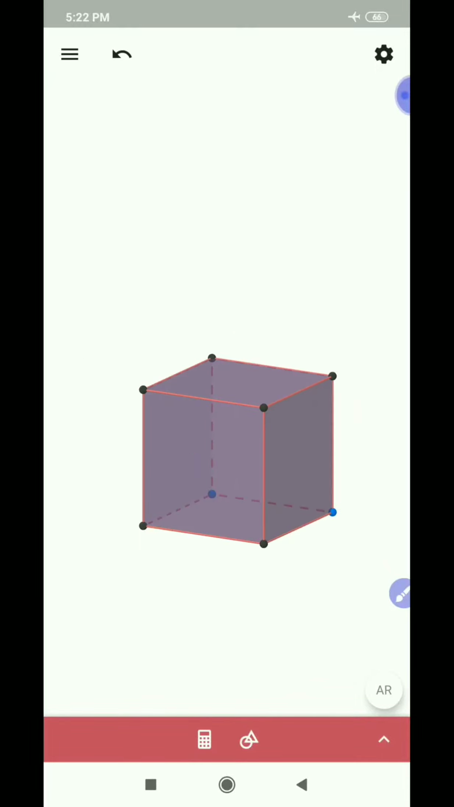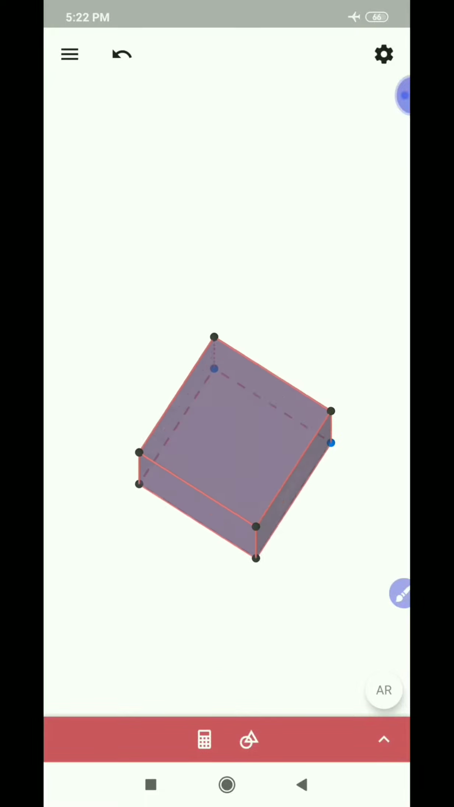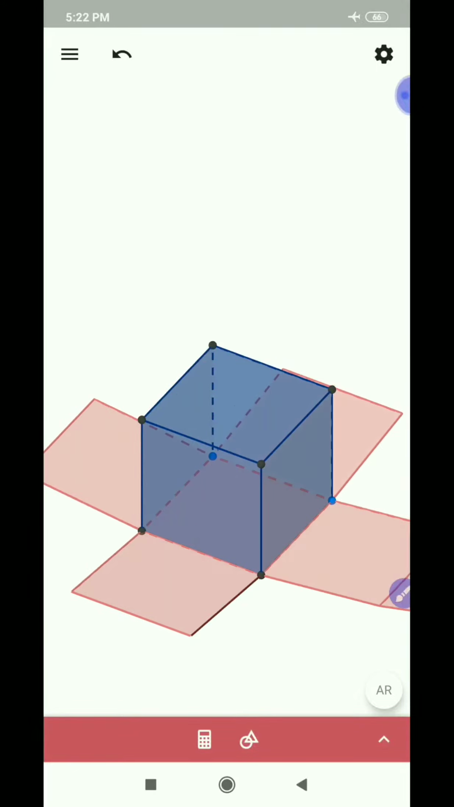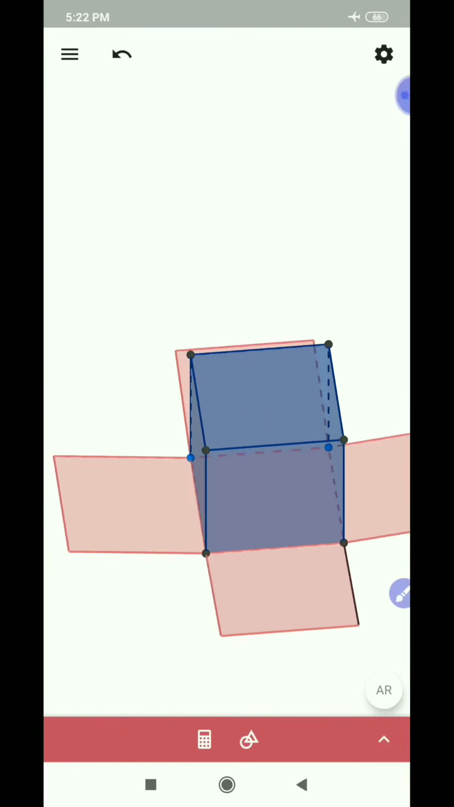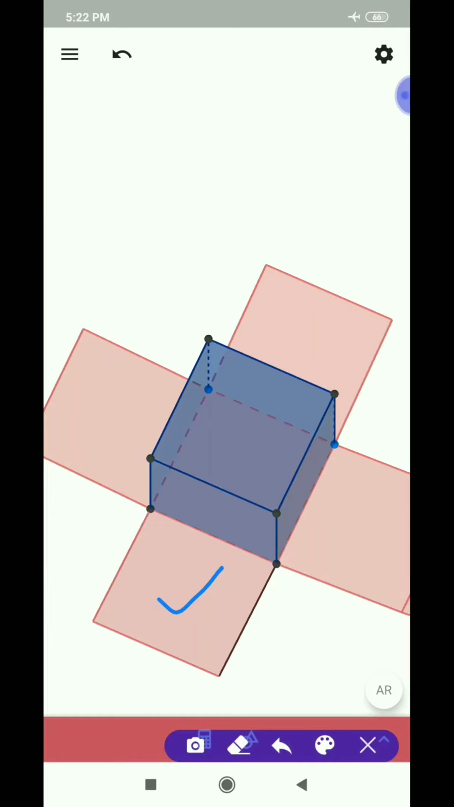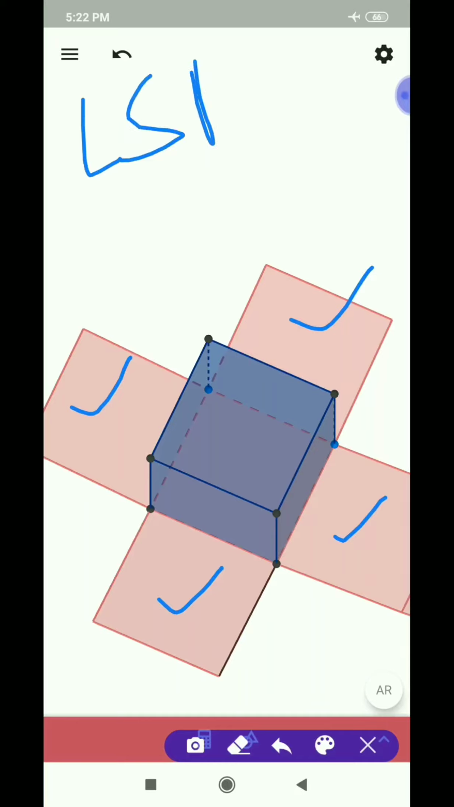What about its lateral surface area? Let us try to find its lateral surface area. Observe carefully which represents its lateral surface area. Yes, this one, this one, this one and this one. Because all sides are equal, the area of each side is a square. How many are there? 4. So the lateral surface area of a cube is nothing but 4a square.